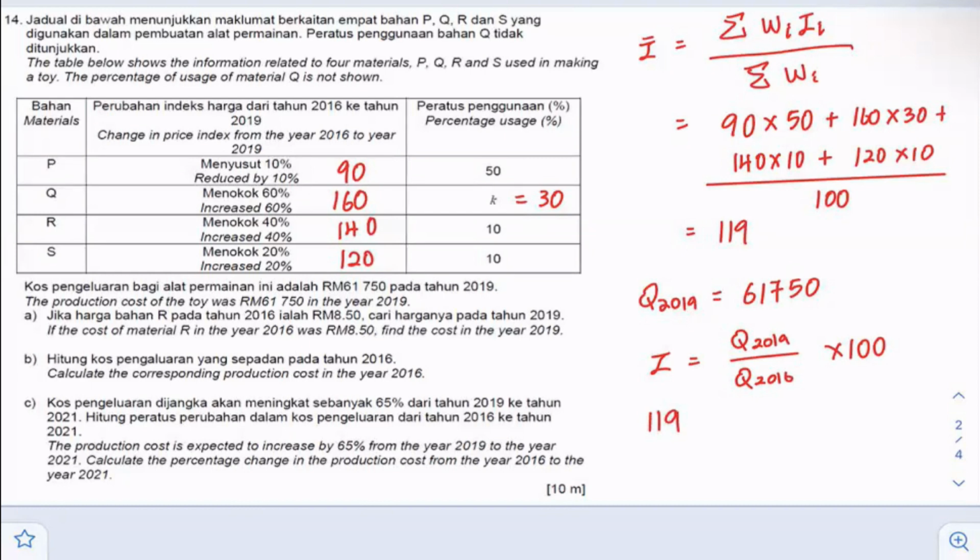As we are now calculating the production cost of the toy, which means it's the overall, so we have to use the composite index as the index number. So 119 equals 61750 divided by Q 2016 multiplied with 100. So Q 2016 will be equal to 51890.76.